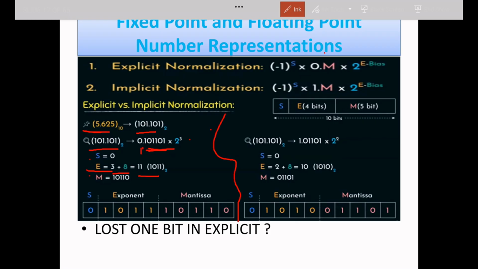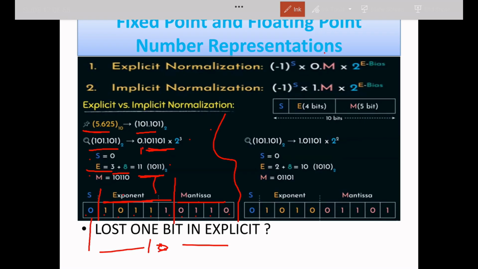Later we will discuss why I am writing the total number of bits here. Suppose the total number of bits is 1, 2, 3, 4, 5, 6, 7, 8, 9, 10. Total bits are 10; later we will discuss why it is 10. So the first bit represents the sign, after that the exponent, 1011, which I place here. This is the exponent, and the remaining part is the mantissa. Mantissa is 101101.